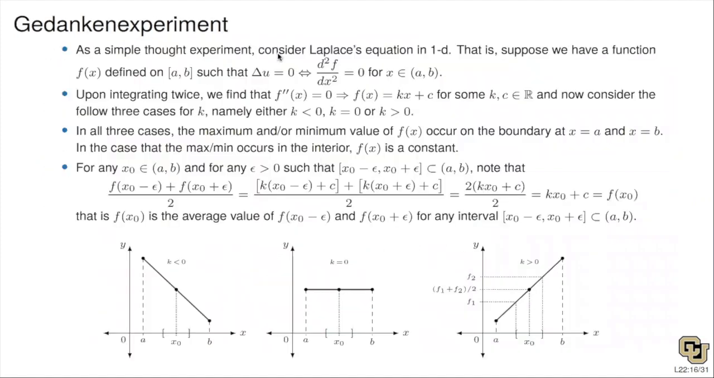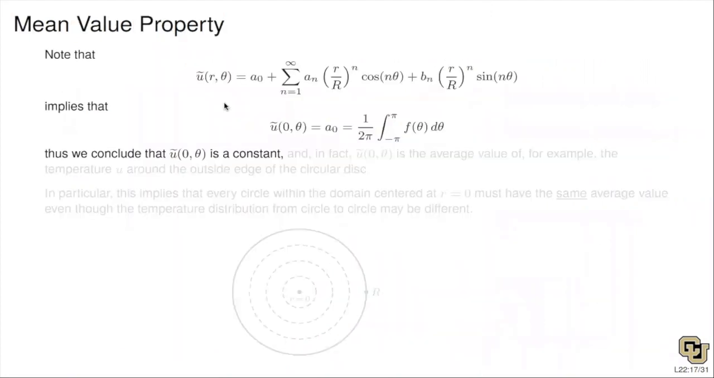So here, in 1D, remember what's happening here. You pick any point x naught. I can show you the y value at x naught is the average of the y values on the endpoints. That's what we've got going on here.